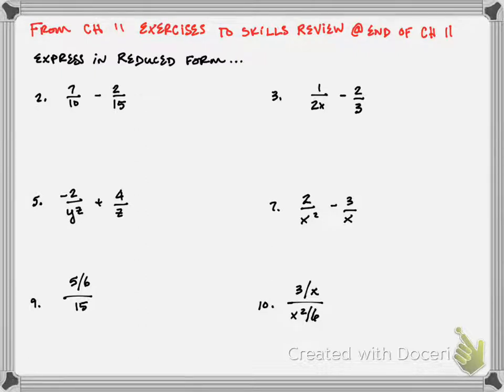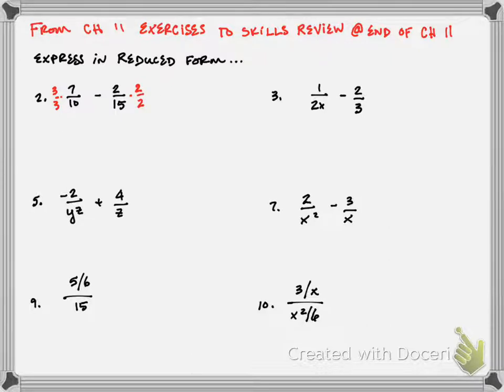All right, I'm going to start with number 2, 7 over 10 minus 2 over 15. We need a common denominator. Now we could multiply this by 15 over 15 and multiply this by 10 over 10, but there's a smaller common denominator of 30 that we could use first. So I'll multiply this by 3 over 3, which of course is 1. I'll multiply this by 2 over 2, which is also 1.